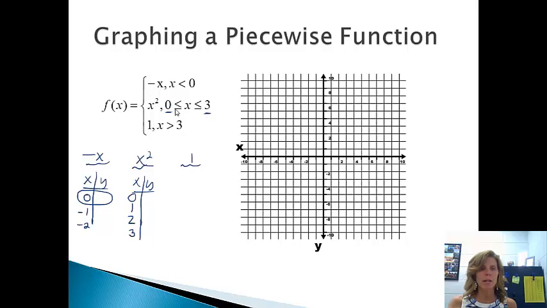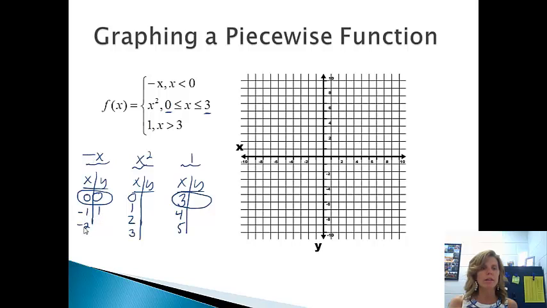And for 0 and 3, they're going to equal 3. So those will be closed circles when I go to graph it. And then the next one is going to be x is greater than 3. So starting at 3, 4, 5. And again, I'm going to circle 3 because x has to be bigger than 3. So I will need to do an open circle there. All right, so let's go back to here. When I plug 0 into negative x, I'll get 0.